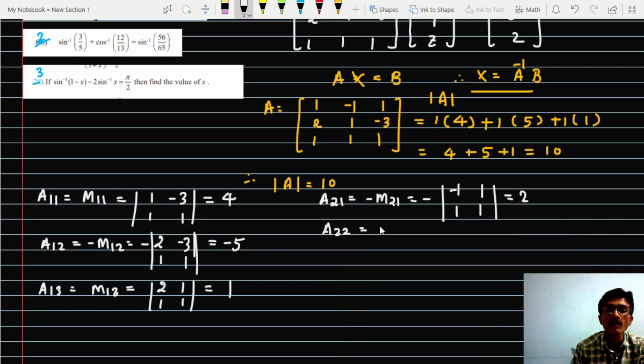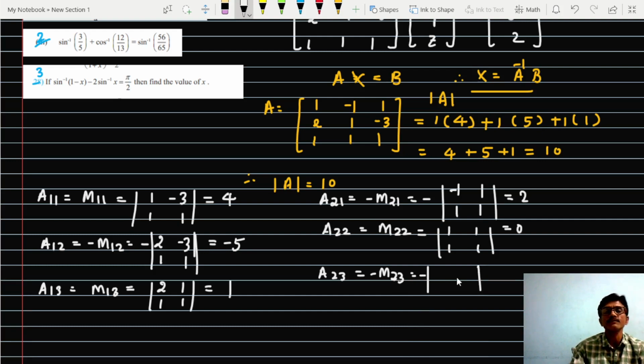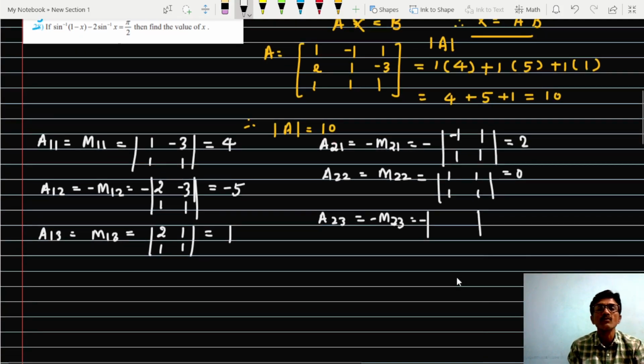Then A22 is equal to what? M22, which is the value of the determinant 1 1 and 1 1, meaning this will be 0, that will give us 0. Then A23 is equal to minus of M23, which is minus of the value of the determinant, second row and third column. Okay, 1 minus 1, 1 1. What is the expansion? 1 plus 1, 2. Okay, 2, and this is what? Minus 2.